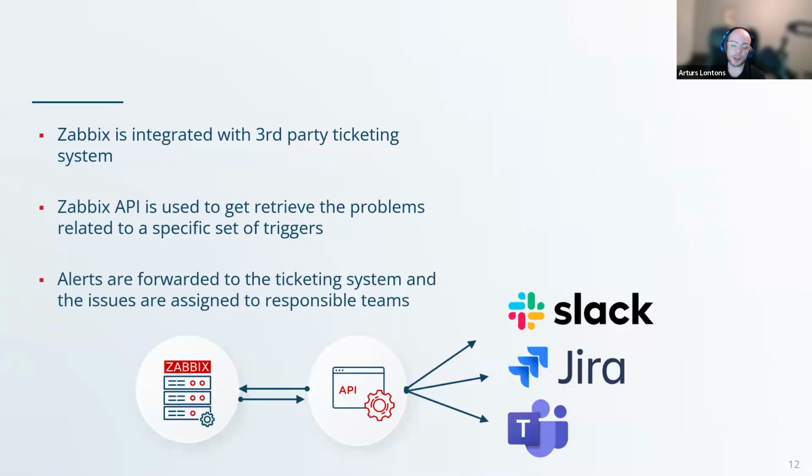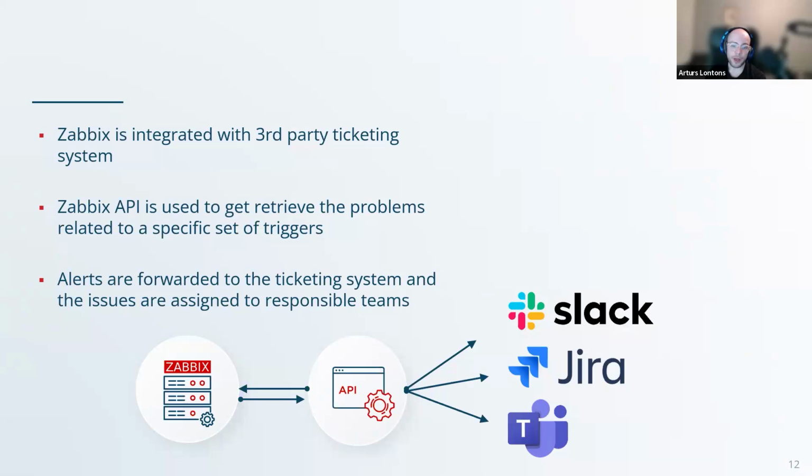And also in this use case, Zabbix is integrated with a third-party ticketing system. So Zabbix generates a problem. Zabbix API is then used to retrieve the problems related to a particular set of triggers, problems that need to be forwarded to this third-party system. And via API, these alerts are then forwarded.